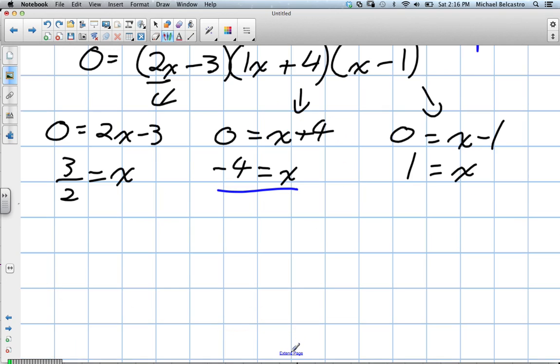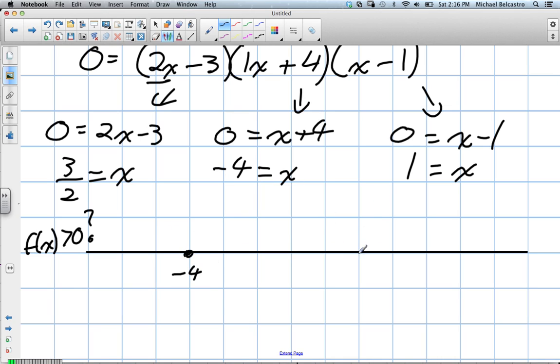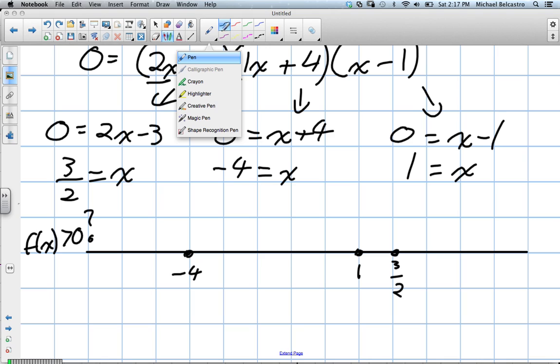Okay, good. Let's put these on a number line. We have our number line here. We're going to figure out when our function, we can call it f of x, is greater than 0. That's what we need to figure out. If we look at these on a number line, one point is at negative 4, another point is at 1, and another point is at 3 over 2, which is actually greater than 1. They're roughly that far away from each other on a number line. So there are 3 major points. We have to figure out when these hold true.